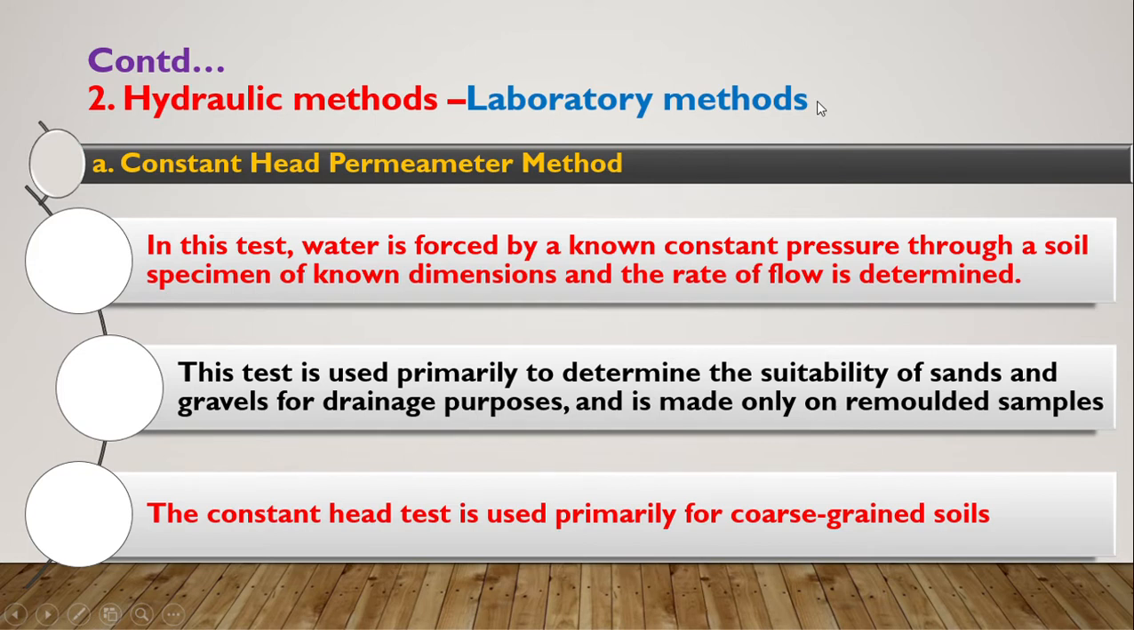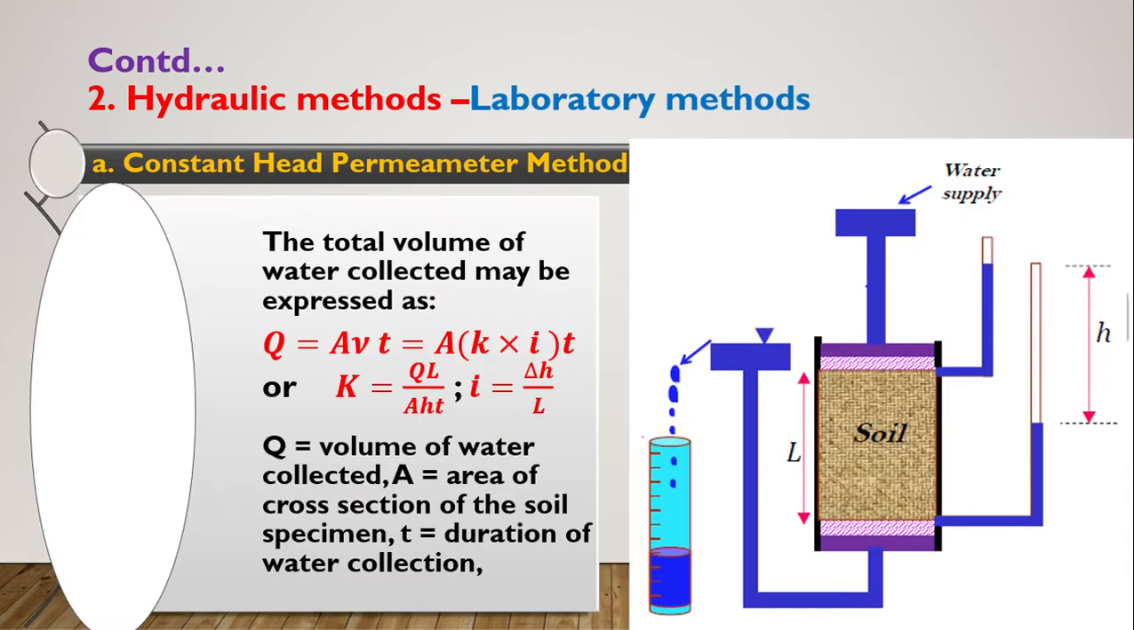In the laboratory method there are two types, the constant head permeameter method and the falling head permeameter method. We will explain this by means of a figure. This is the figure for a constant head permeameter. It is a hydraulic method used in the laboratory for finding the K value, the saturated hydraulic conductivity. You can see this figure is a setup for the constant head permeameter. Here there is an undisturbed soil column placed in a cylinder shaped container. So this is the soil column.